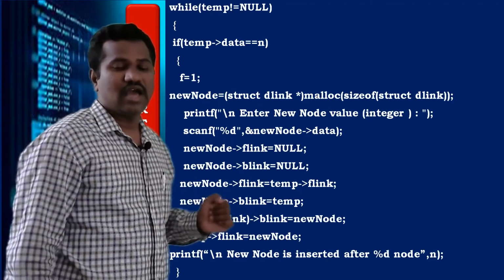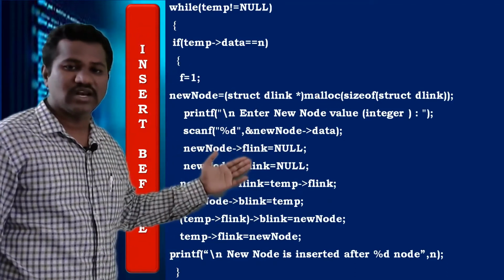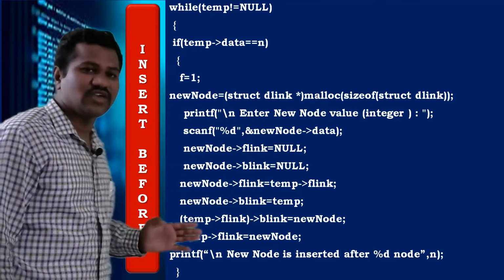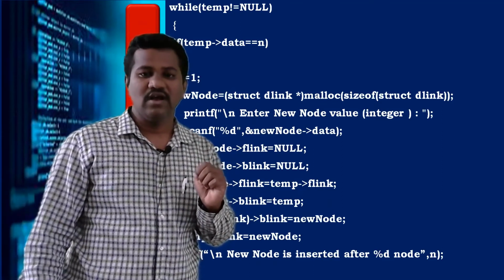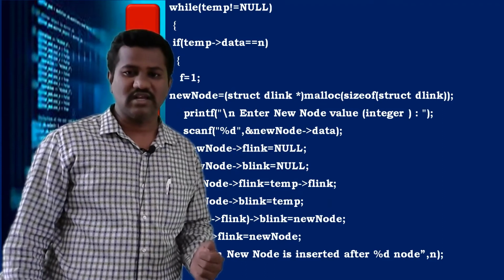After this, I am going to allocate a block of memory, accept the data part, and assign null to the forward link and backward link. With the help of these four instructions, we are establishing four links. After establishing the links, we give a message that new node inserted after %.